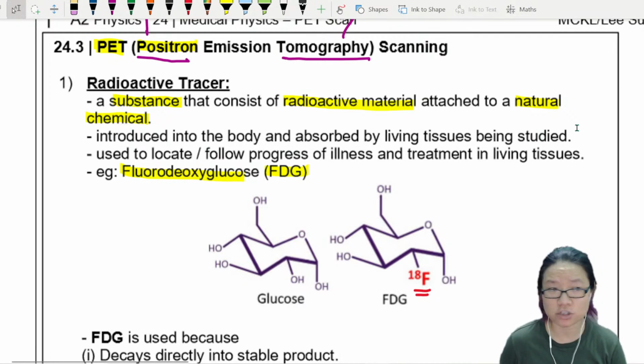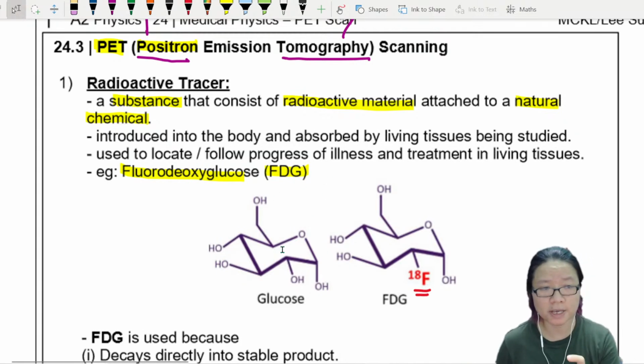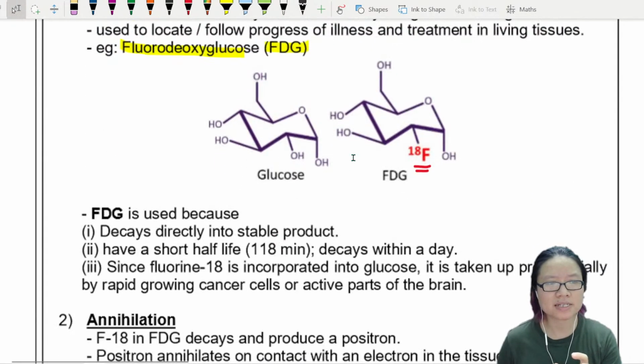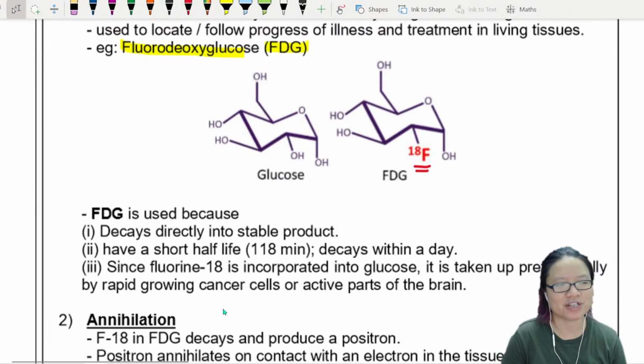We introduce this into the living tissues being studied. Normally it's done by injection, okay? And it will be used to locate and follow the progress of illness and treatment in living tissues. For example, if I inject this into the body, this fluorine-18 is taken up preferentially by rapidly growing cancer cells.